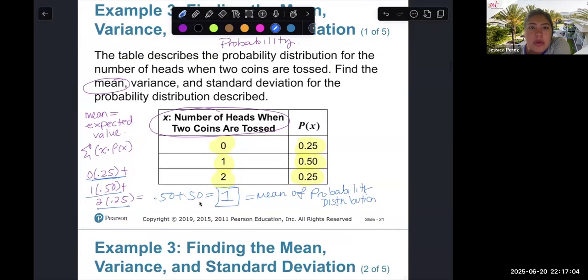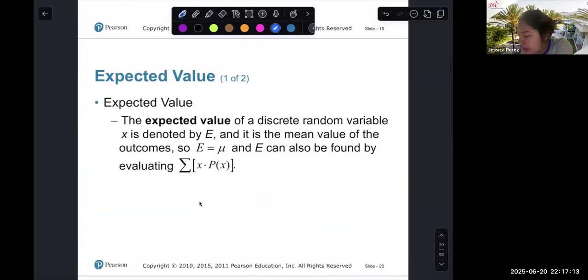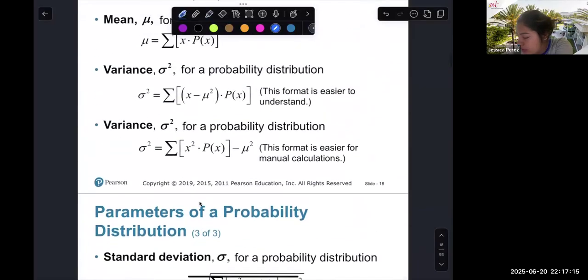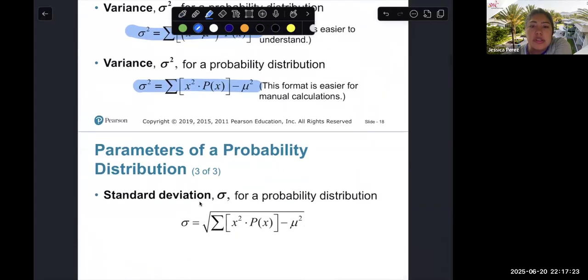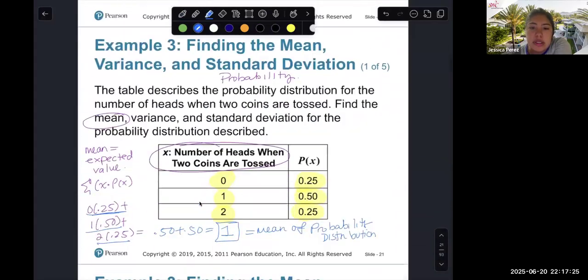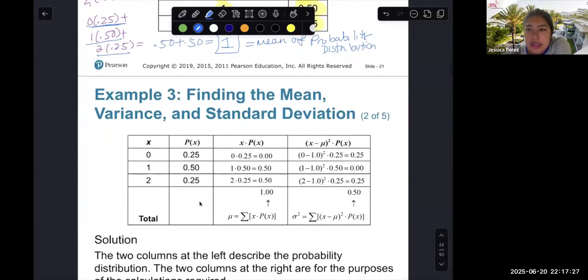Okay. Now we want to find the variance. For the variance, we're going to be using one of the formulas above. There are 2 of those. You can pick whichever one you want. You can use this formula or this formula. So let's look at what we're going to do. Here's the example to find the variance.